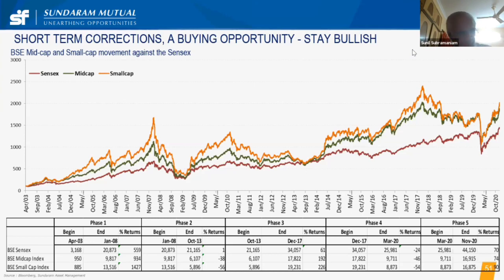Same if you see in phase one, if you can look at those numbers. But in this phase five, right now, all are going together, which means the true Indian economic story is yet to reflect in the stock market. As the economic story develops, you'll see that mid and small caps will start overtaking large caps over a period of the economic cycle.